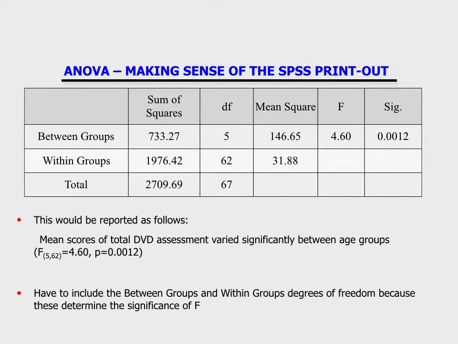When you report this information: mean scores of total DVD assessment varied significantly between age groups. Here's your F statistic of 4.60. In parentheses, you put in the group degrees of freedom, or the between group degrees of freedom, and the within group degrees of freedom, and then you follow it by the p-value. That is the proper way of actually reporting it. And the degrees of freedom will determine the significance of the F statistic.